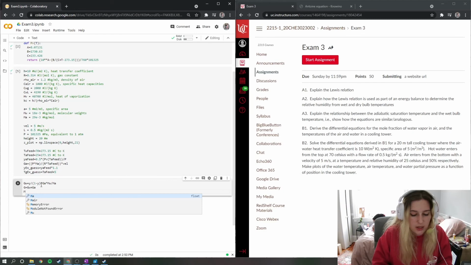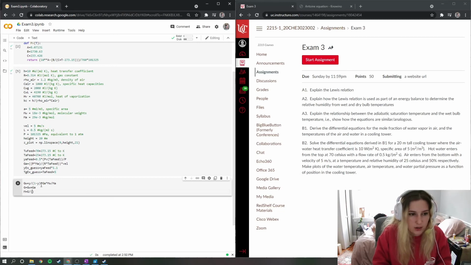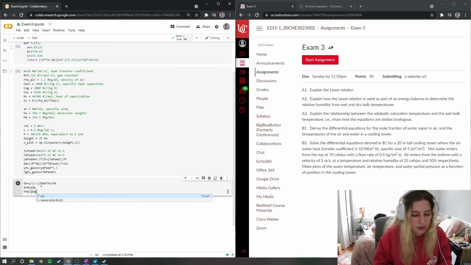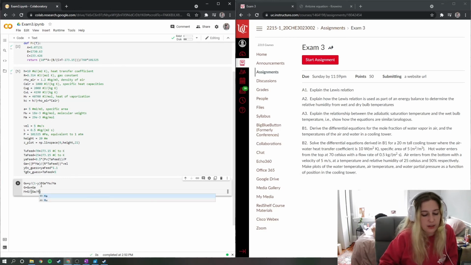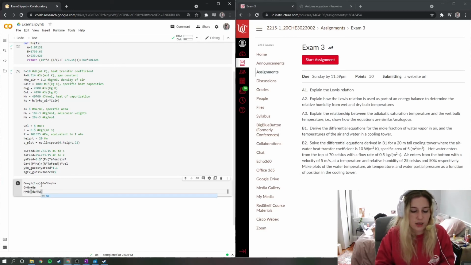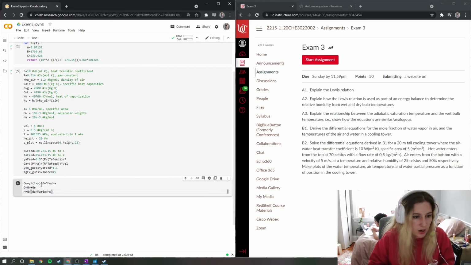And then we need to do our average molecular weight. So that's going to be equal to the gas mass flow rate divided by the air in the gas divided by the molecular weight of the air plus the water in the gas divided by the molecular weight of the water. My typing skills are off today.